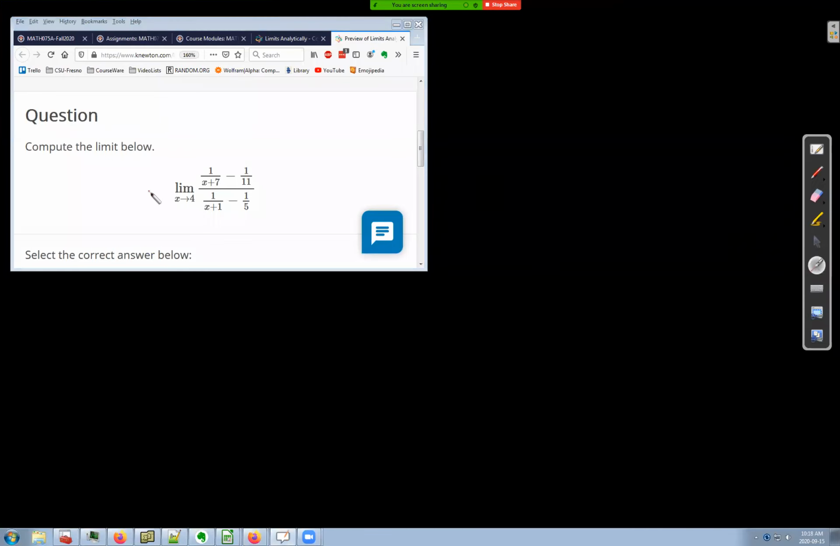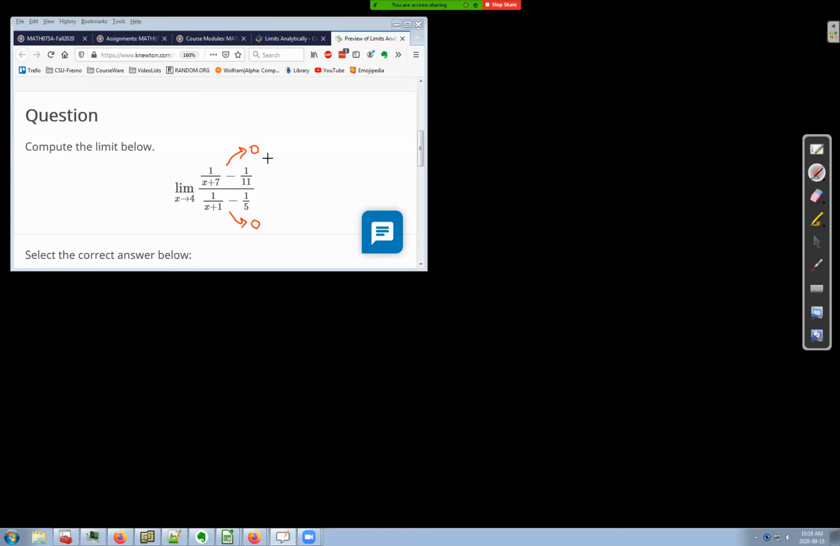All right, so here we've got this problem. We want to compute a limit analytically for a complex fraction like this. And okay, so the first thing you should always do when you want to compute a limit is just try plugging in the number and see what happens. So if I plug in x is equal to 4, I get 0 in the numerator and I get 0 in the denominator.